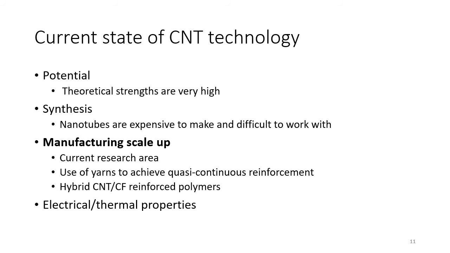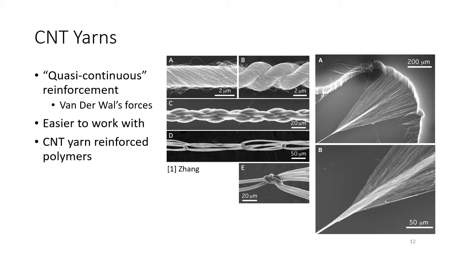Now, how do we create high-performance structures with CNTs? This is a current research area being heavily invested in by NASA, and currently they are using yarns and hybrid composites to realize these structures. CNT yarns came about as a way of achieving a quasi-continuous reinforcement with a high degree of axial alignment. They also have the added benefit of being comparable in diameter to traditional carbon fibers, making them easy to process into CNT yarn reinforced polymers. This process is very complex, but at its core relies on van der Waals forces between each CNT to hold the structure together.